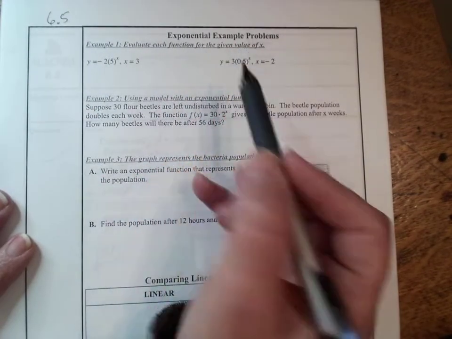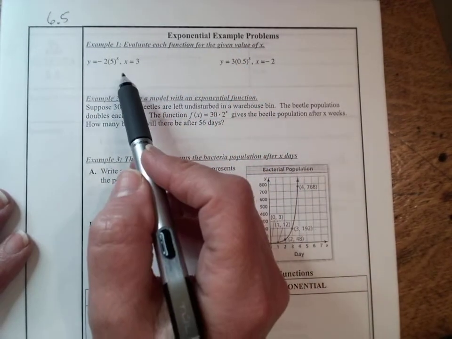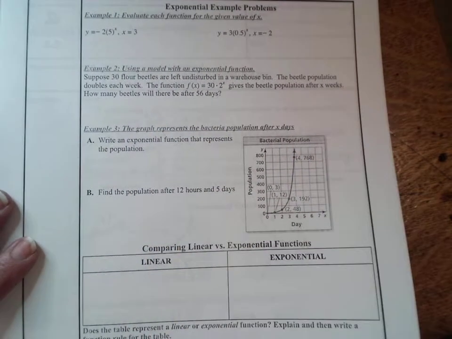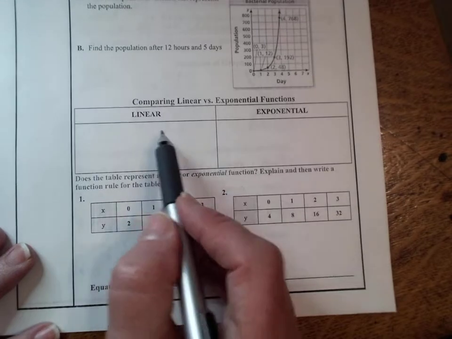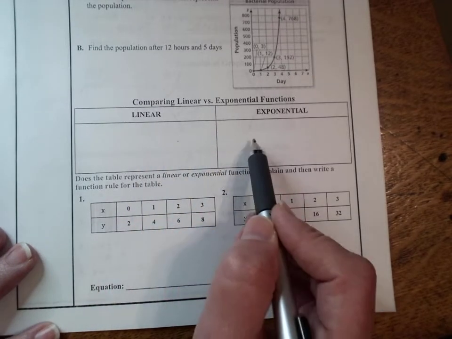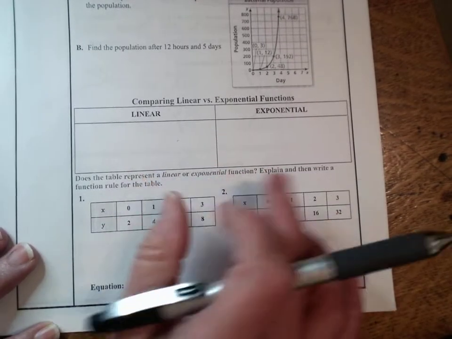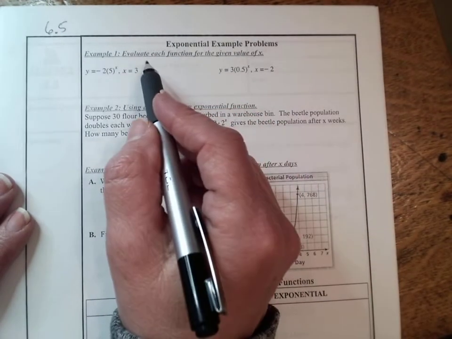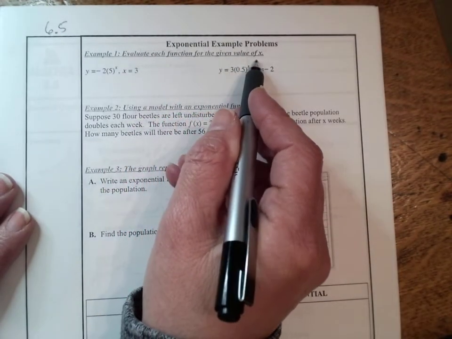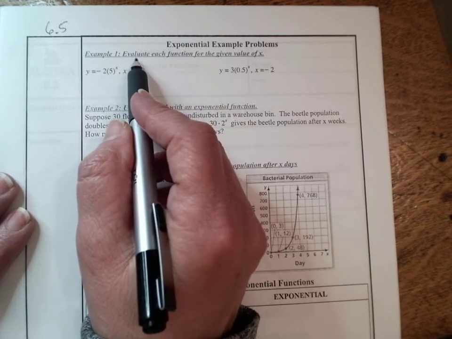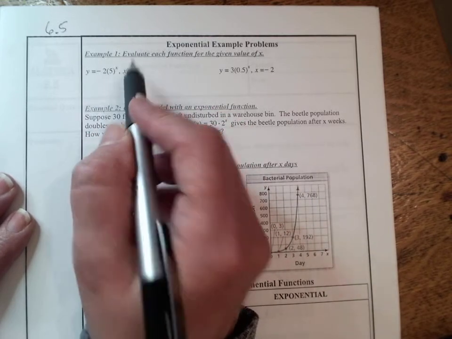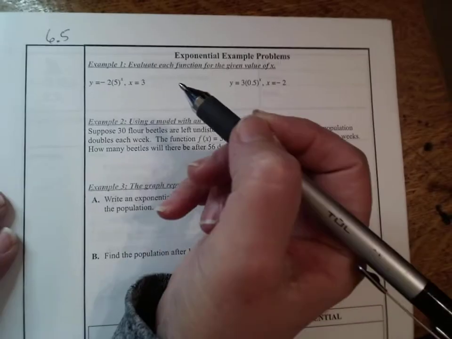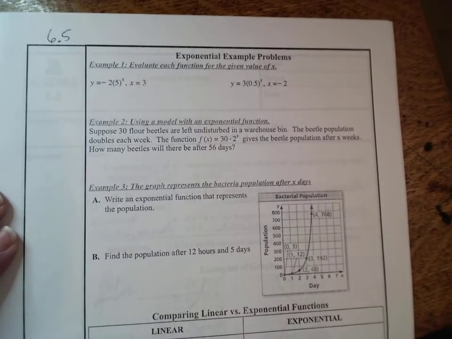So, exponential example problems. We have some that are just going to be plugging in the numbers, some that are word problems, and then we're going to look at comparing between linear and exponential, so this is going to be pretty important. Let's look at how to solve these. It says evaluate each function for the given value of x, which means they give you all the information and you just do what we call a plug and chug. And you just know how to work the order of operations.